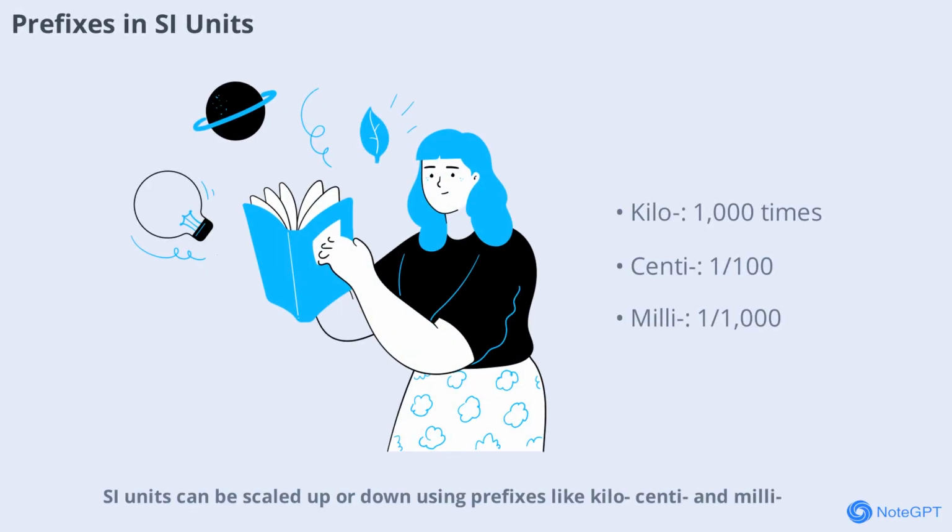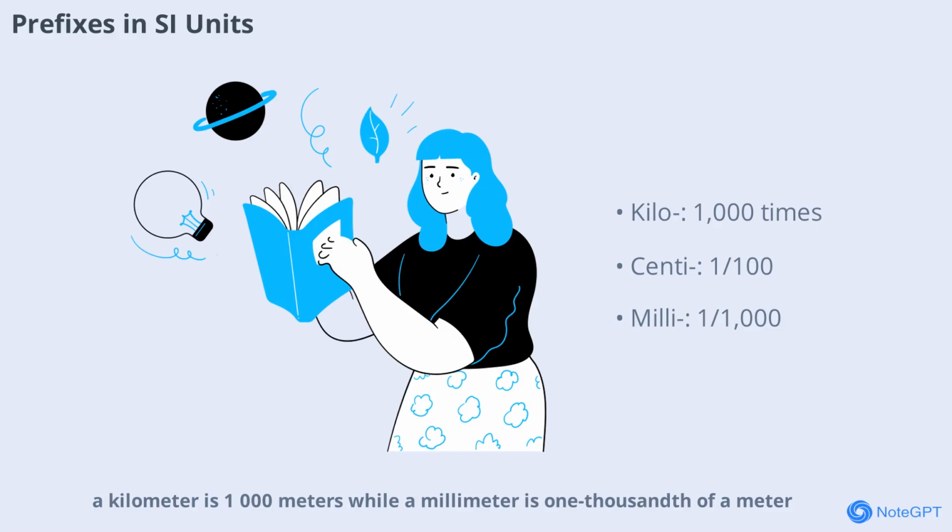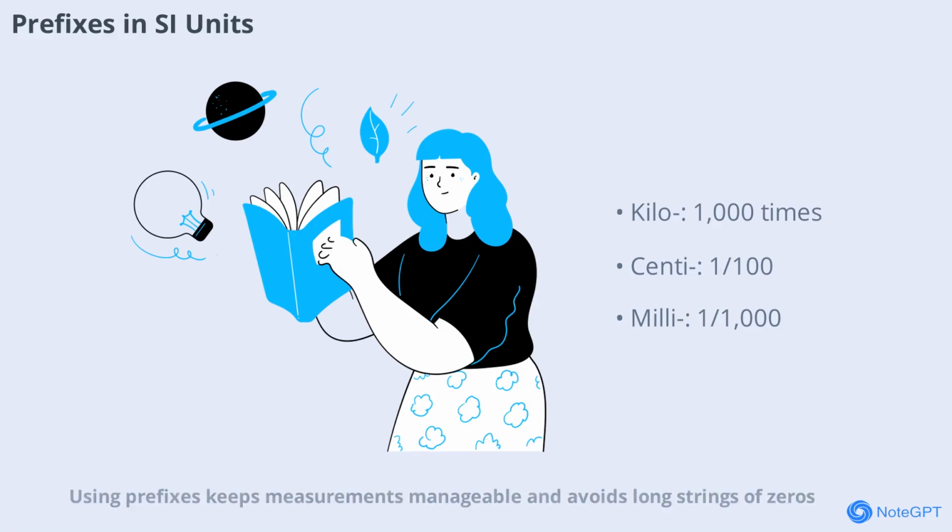SI units can be scaled up or down using prefixes like kilo, centi, and milli. These prefixes represent powers of 10, making it easy to express very large or very small quantities. For example, a kilometer is 1,000 meters, while a millimeter is one-thousandth of a meter. Using prefixes keeps measurements manageable and avoids long strings of zeros.